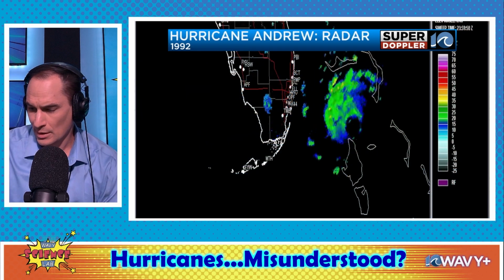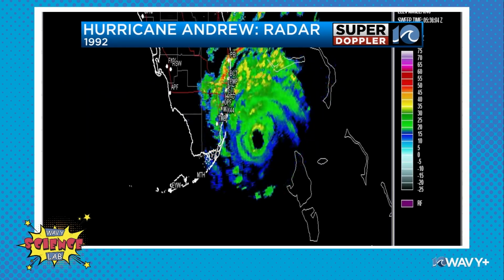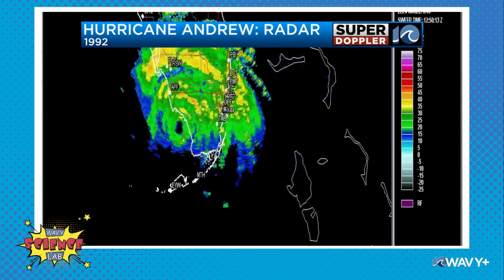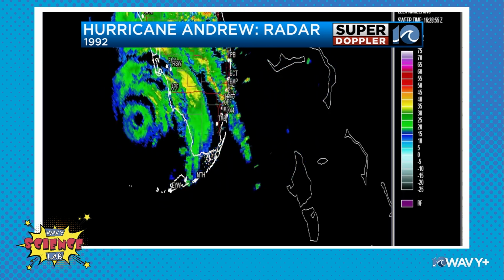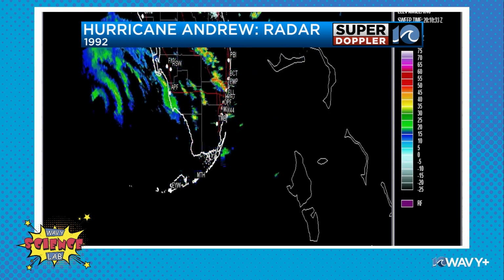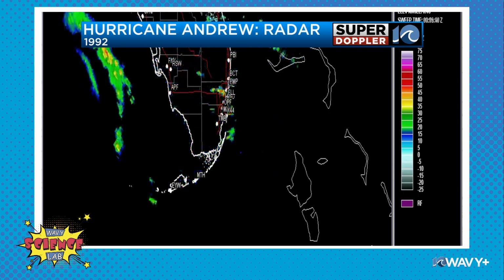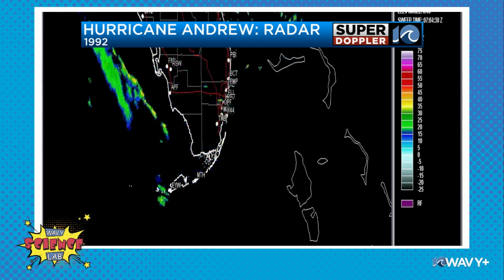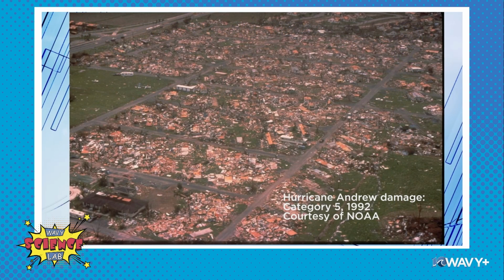So first off, I want to talk about Andrew. This is the radar, and that's the eye. You can see the eye there, passing south of Miami, and it caused major damage because it was a Category 5. It was a Category 5, 1992, so that was a radar. And some of the damage, it just wiped things clean. I mean, there was nothing left. Well, there's debris left, but there's no structure left hardly at all. And that's what a Category 5 does. It just cleans house. There's nothing left.